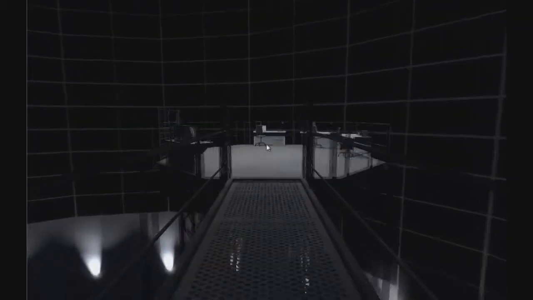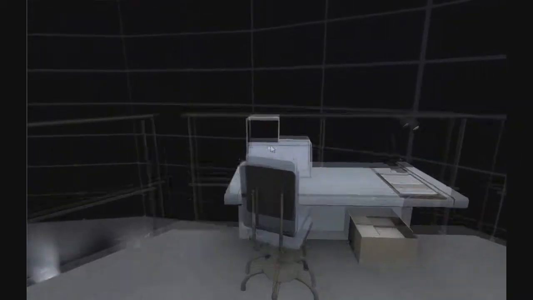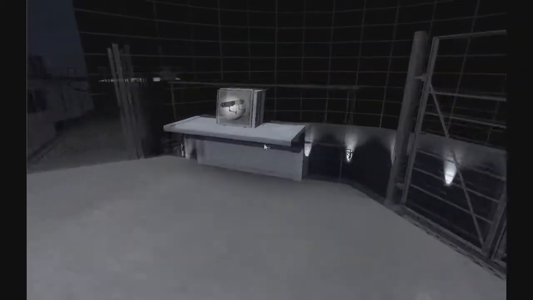Yeah, let's go find out. Okay, there are 3 buses. Oh, just 1 bus.